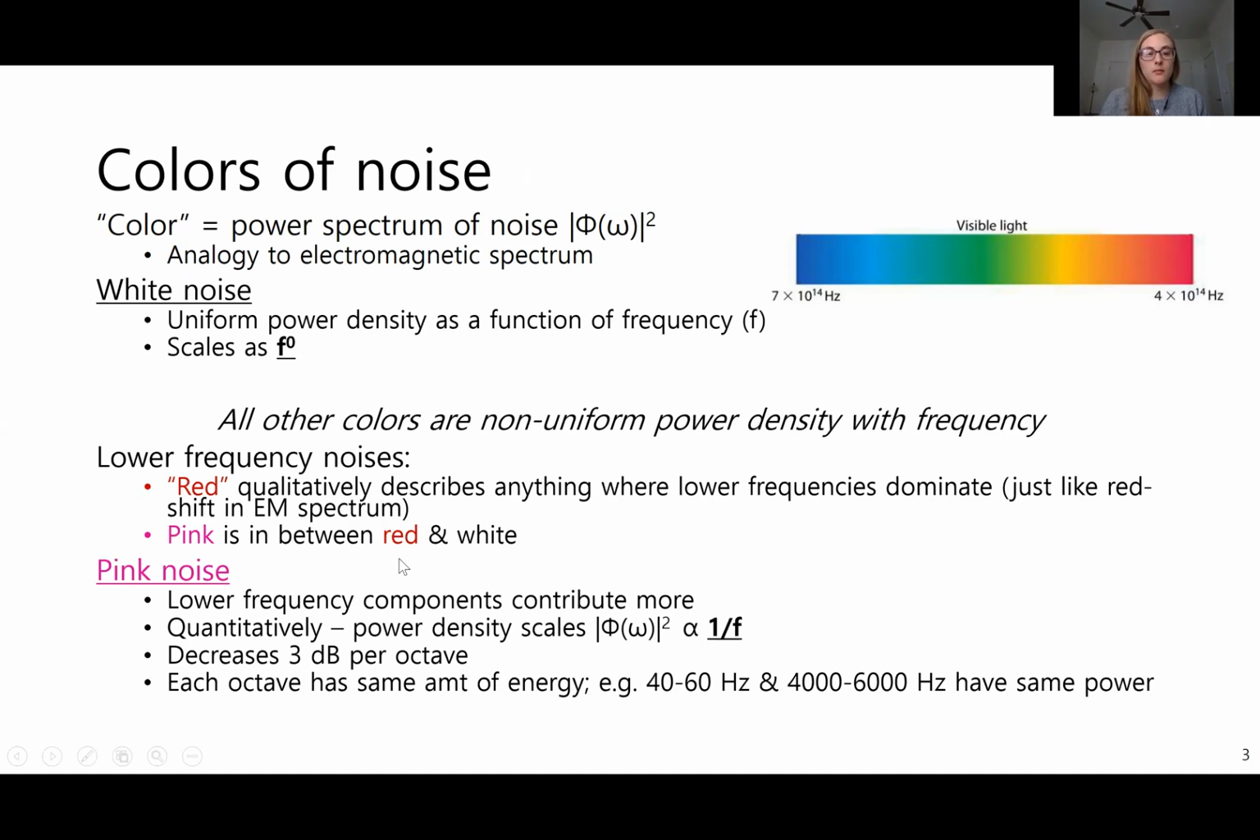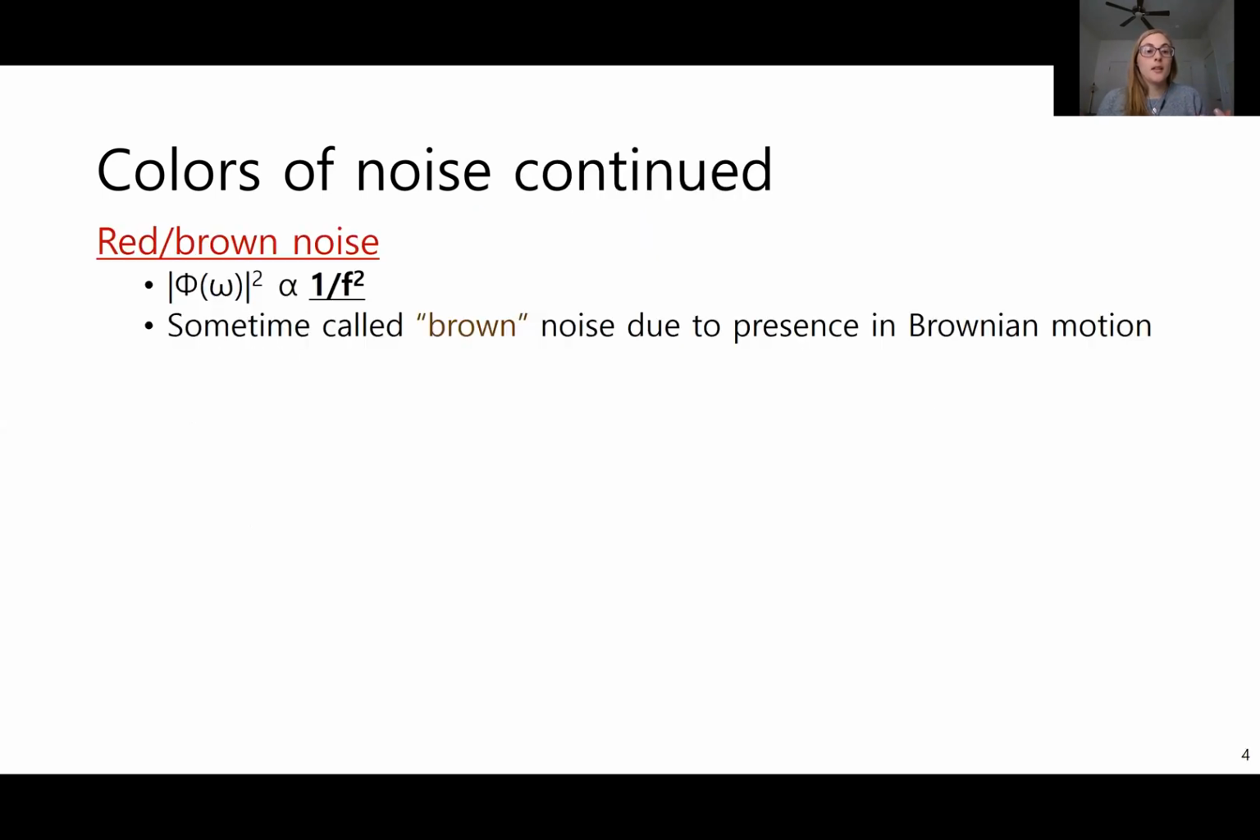I'm saying it's between red and white because quantitatively, if you talk about red noise, it scales even more drastically with the frequency. So this is 1 over F squared. So that's why if you're trying to think of does red decay faster or pink decay faster, the red is more extreme. Pink is in between, a mixture of red and white.